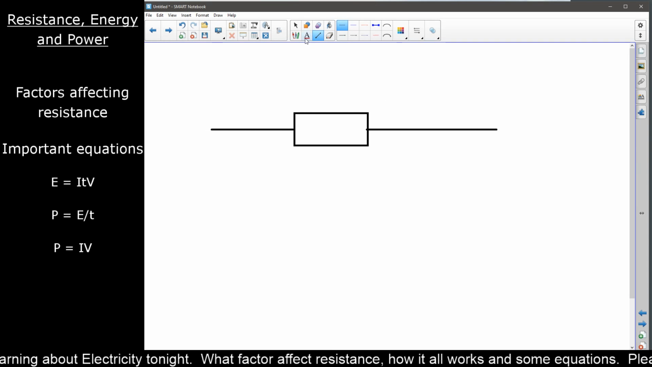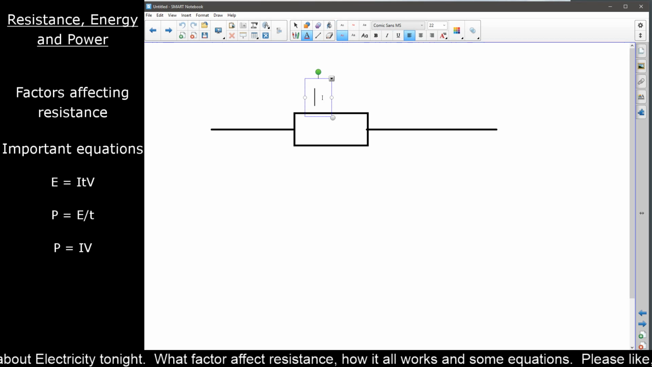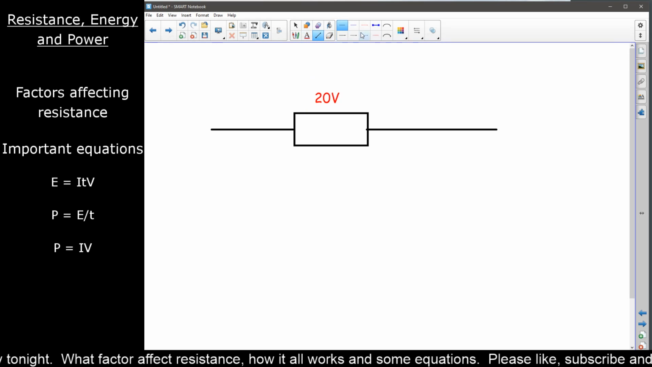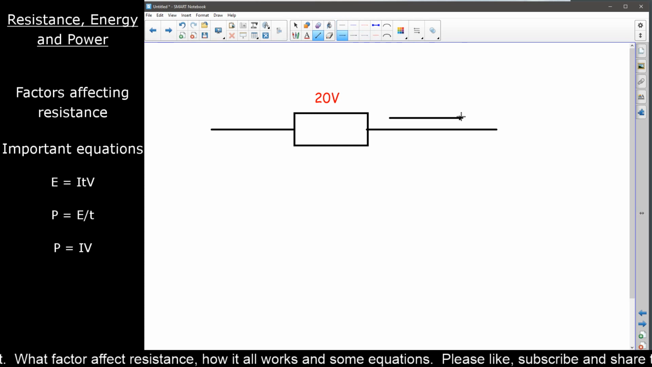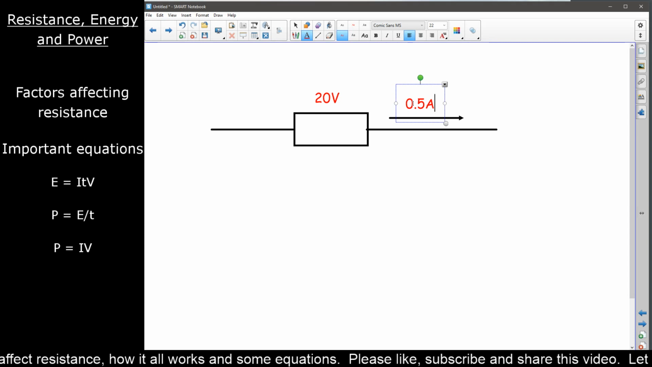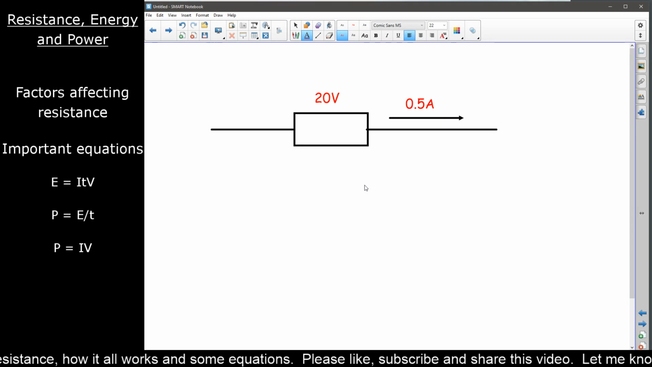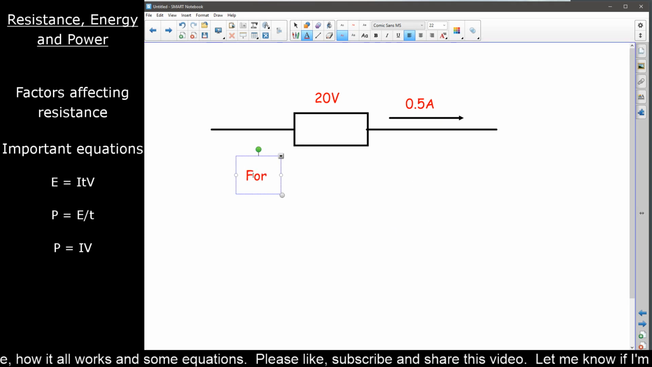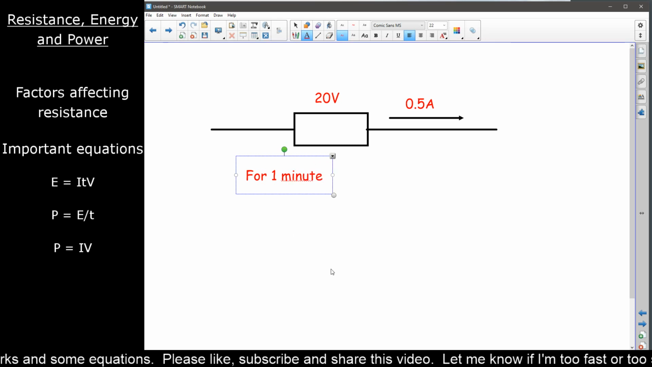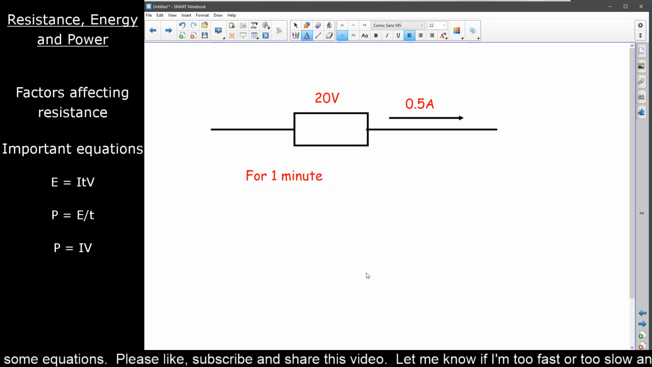So here we've got a resistor, and let's say our resistor is using 20 volts, right, and through it is flowing a current. So flowing this way is a current of let's say 0.5 amps. Right? And that's been going on for 1 minute. Okay, what I want to do is I want to know how much energy is being used and what's the power.